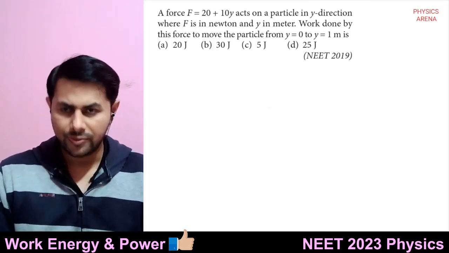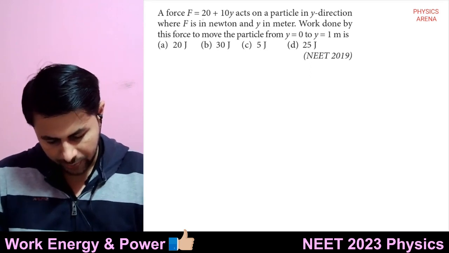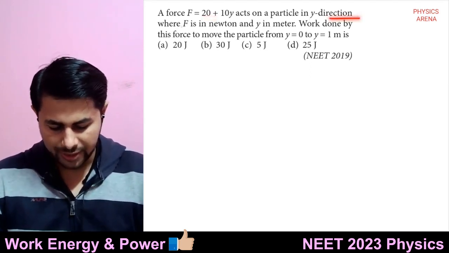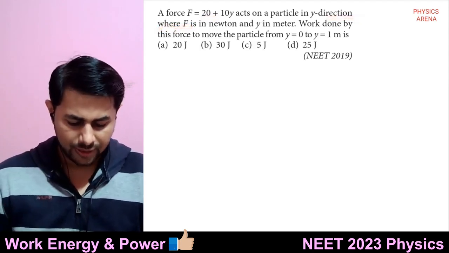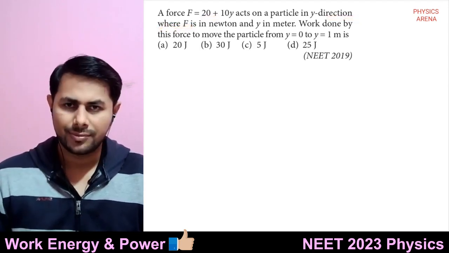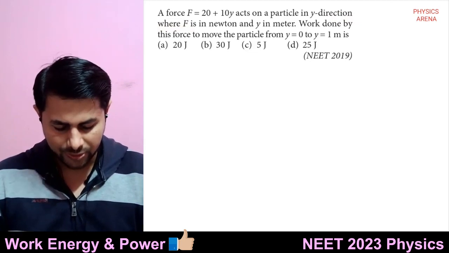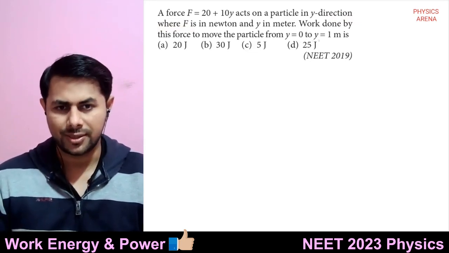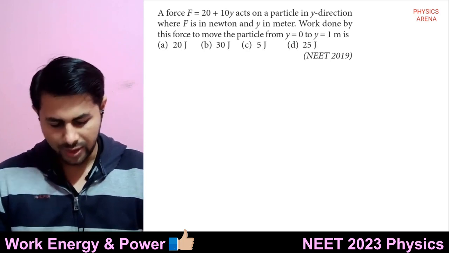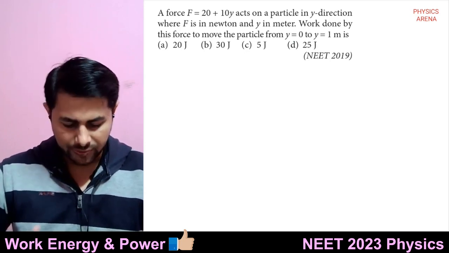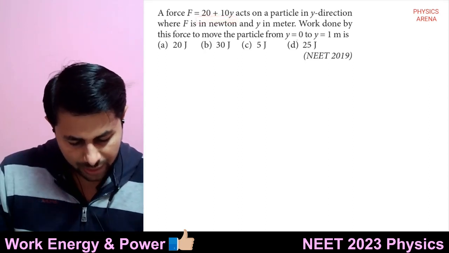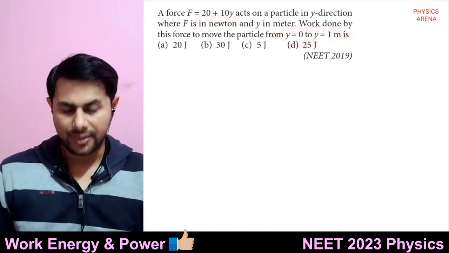This is from NEET 2019. A force 20 plus 10y acts on a particle in the y direction where F is in Newton and y in meter. The work done by this force to move the particle from y equals 0 to y equals 1 meter is. Okay, so now what do we have to do? This is a one-dimensional problem. So F is a function of y only and displacement is also in the y direction.